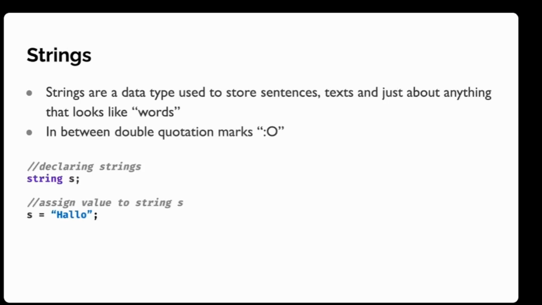So next thing is strings. Strings, I think you should be familiar with this already. It's just text, which is between double quotation marks. So you just put the data type string, and you declare it, just put string, then you put the variable name.